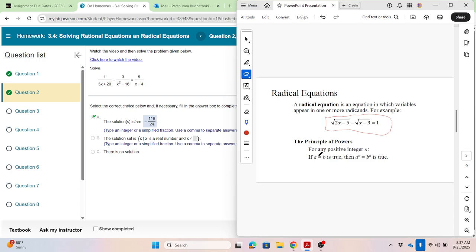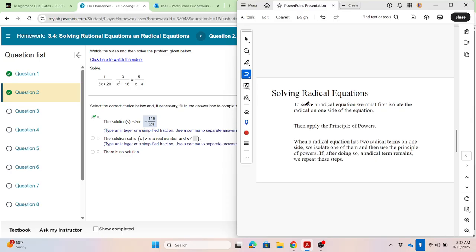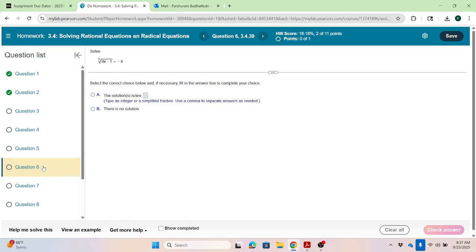That means if a is equal to b, then a to the power of any integer n is equal to b to the power of that integer. Okay, we're going to use this principle to solve radical equations. And how do we do that? To solve a radical equation, we must first isolate the radical on one side of the equation, and then we apply the principle of powers. So I'm going to show you an example here.